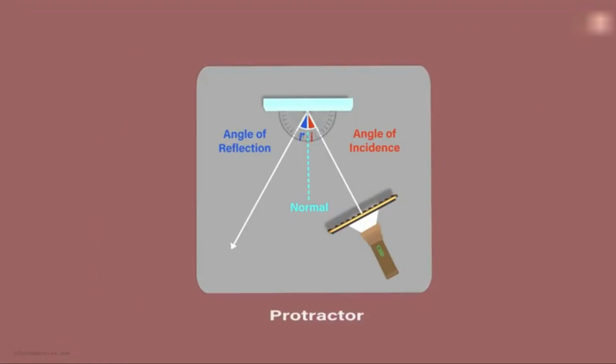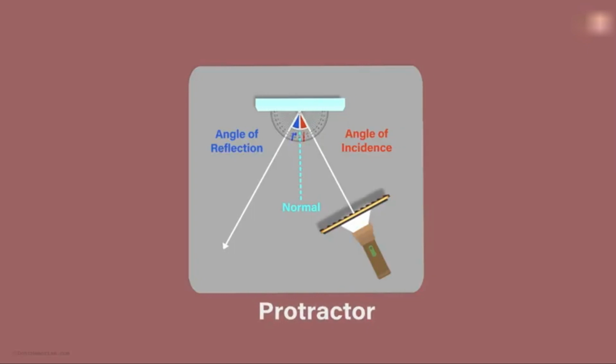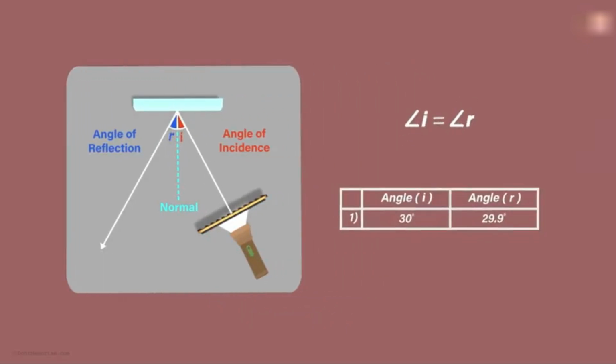Measure these two angles with the help of a protractor. The measures of the two angles will be almost the same. They are approximately equal. This is the first law of reflection.